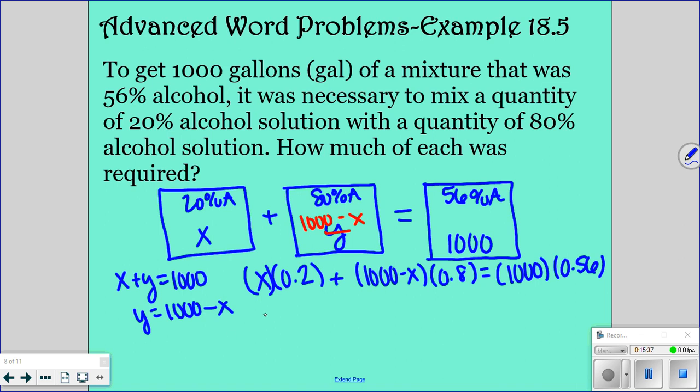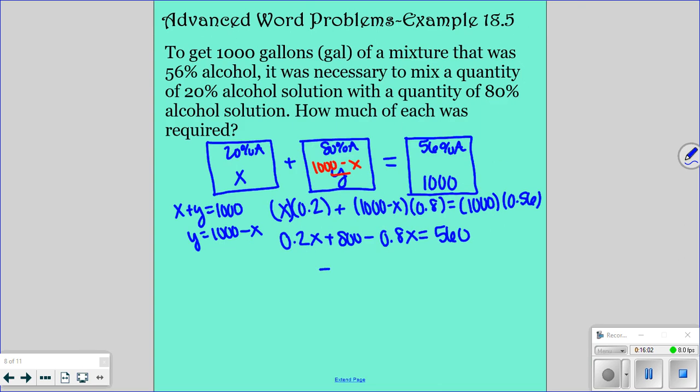Okay, from there, you're just going to distribute. So you're going to have 0.2x, and then 1,000 times 0.8 is 800. Whoops, that should be a plus sign. Then minus 0.8x equals 560. So then we can combine our like terms here. So we'll get negative 0.6x plus 800 equals 560. And then if you subtract 800, you'll have negative 0.6x equals negative 240.